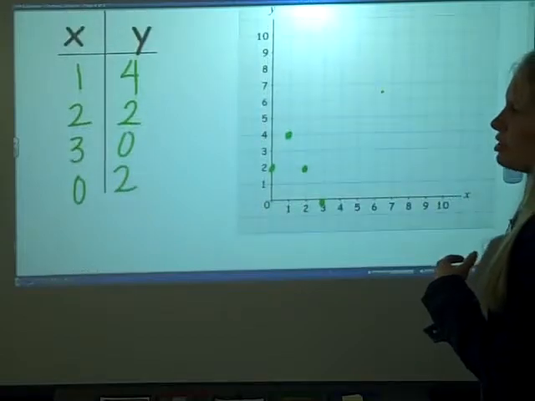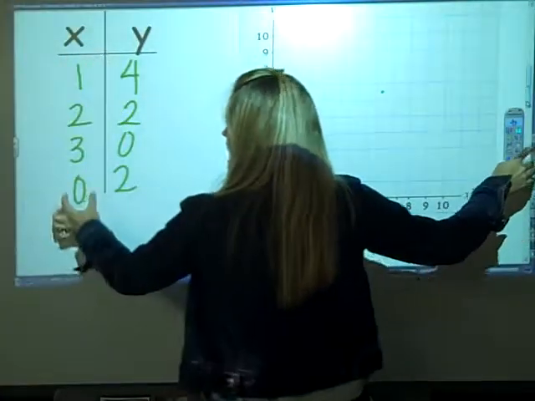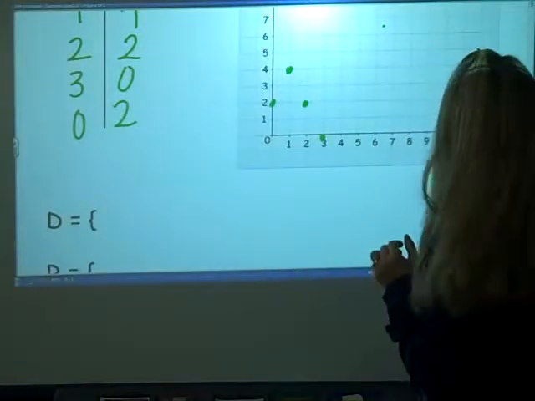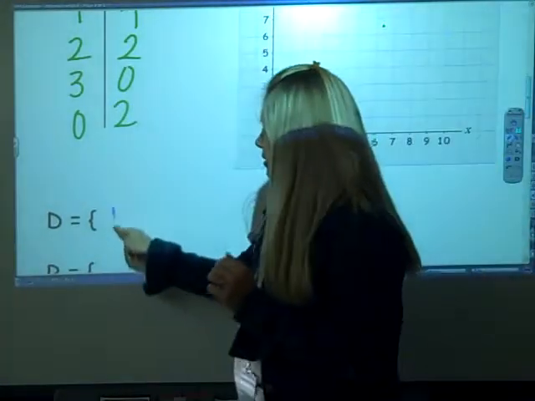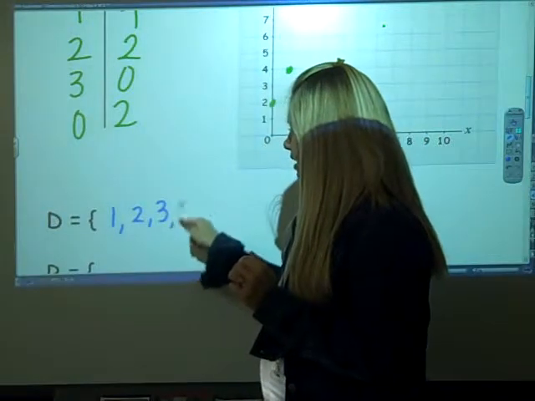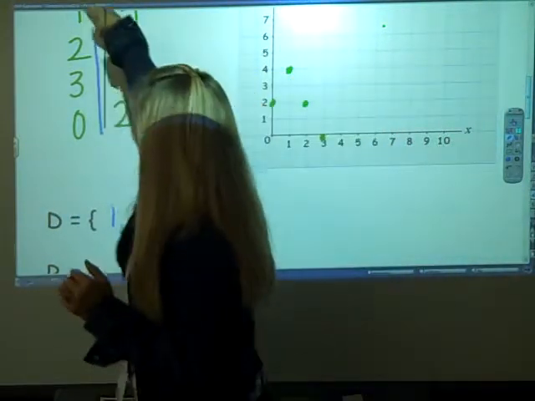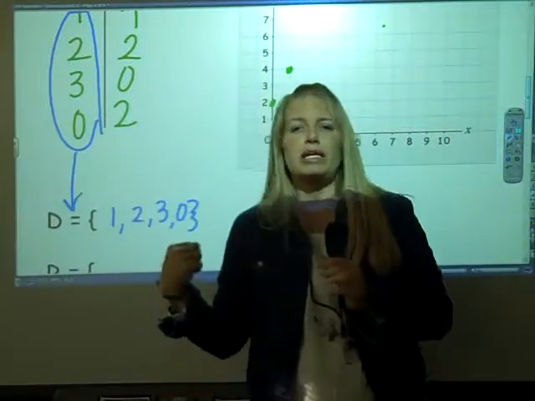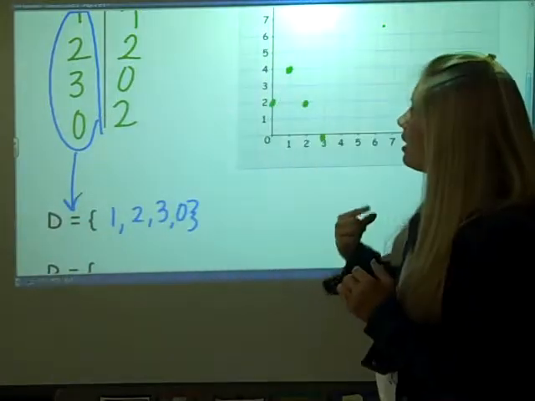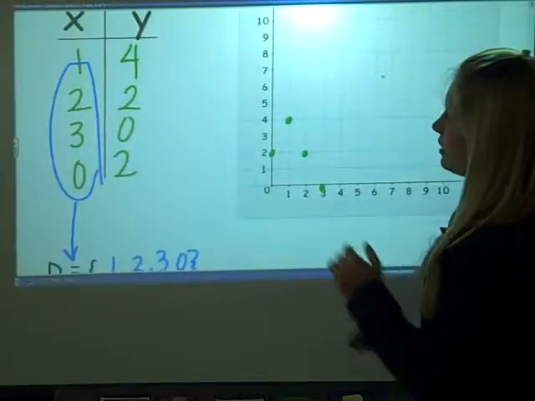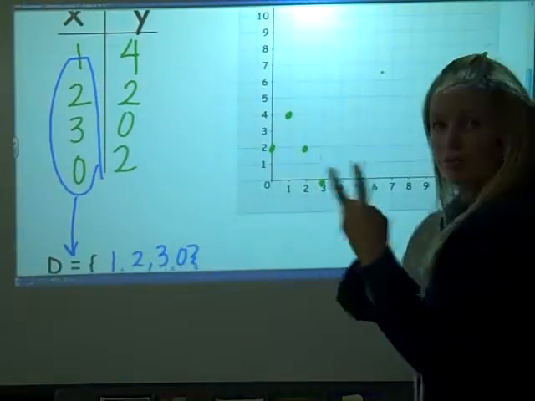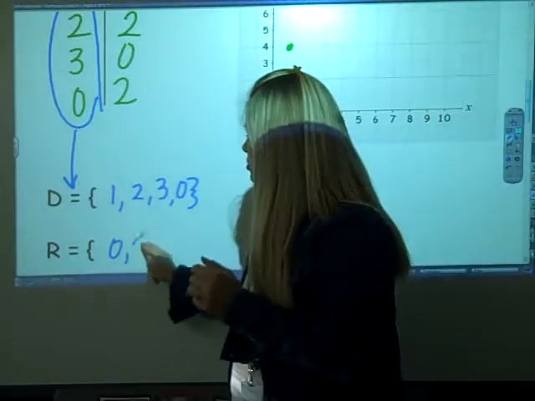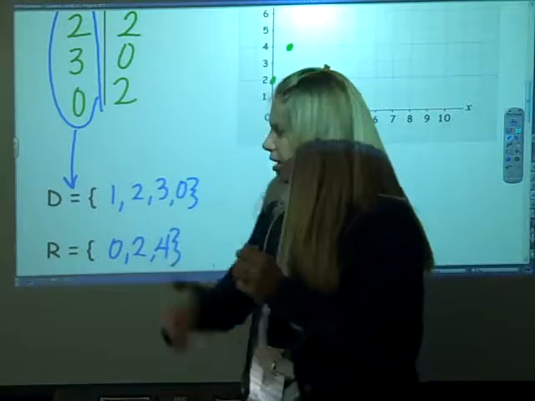The domain, you just list all the x values. If they repeat, you don't write them twice. So we have 1, 2, 3, and 0. All I did was take those right here and put them in the domain. You put the domain in braces. Okay? The range, your y values are 4, 2, 0, 2. We have 2 2's. We don't need to write that twice. 0, 2, 4. And that's it.